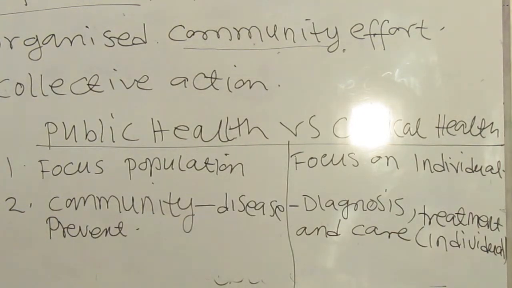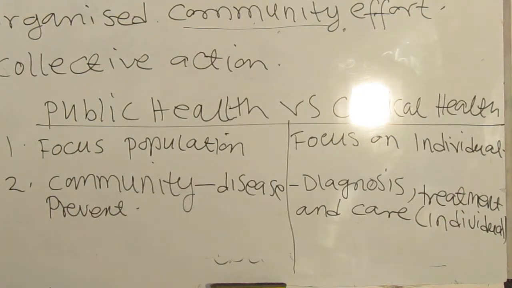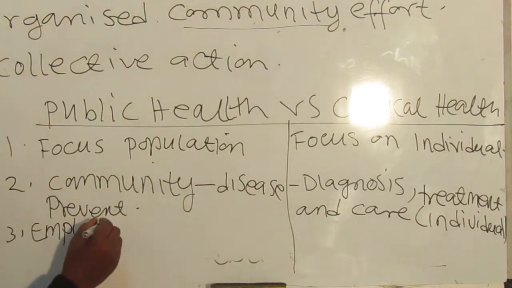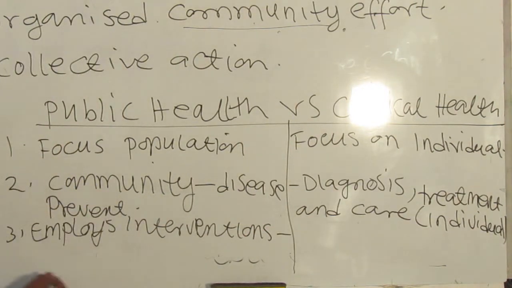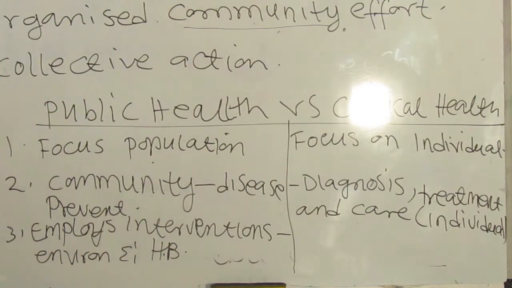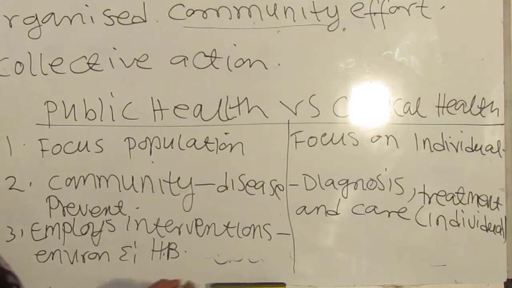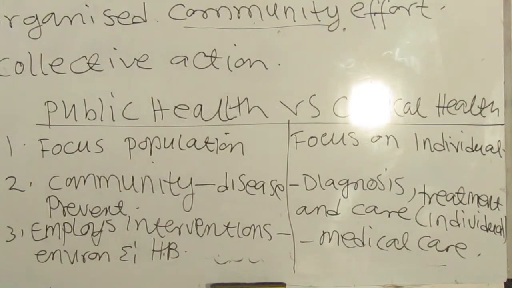The third difference between public health and clinical health is that public health employs interventions aimed at the environment and human behavior. So these interventions are for the environment and human behavior. Then clinical health focuses on medical care. The emphasis is on medical care. Meaning when a person is sick, the doctor will emphasize the treatment, which is the medicine that person will take in order to be cured of that particular disease.